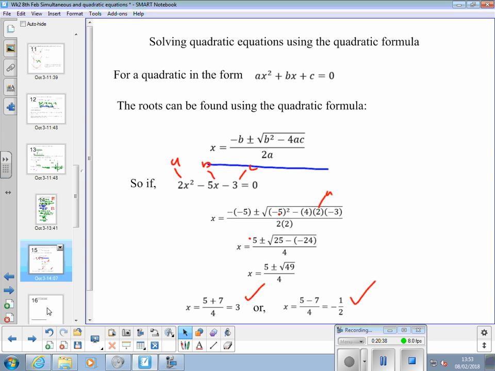What if 4ac is bigger than b squared? What's going to happen? There's no root. If you keep getting an error, that'll be because you've got something wrong in there.